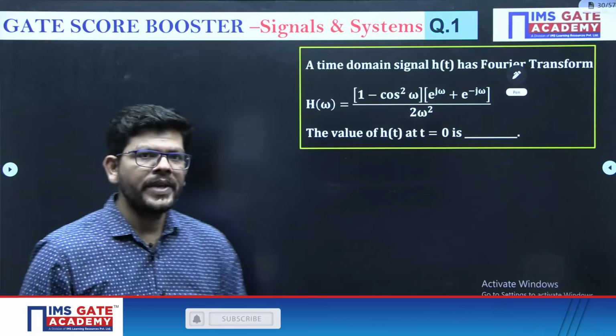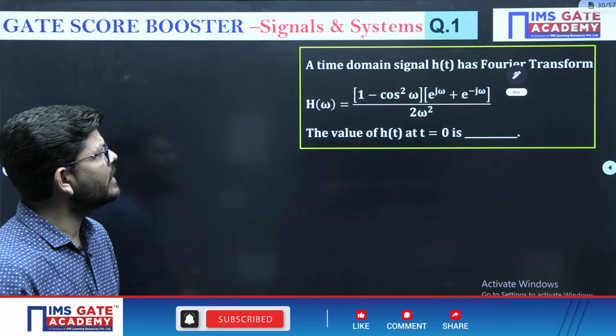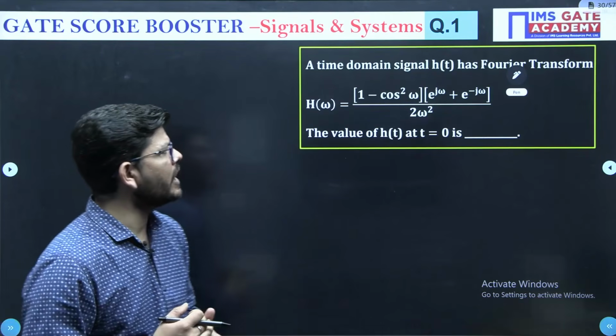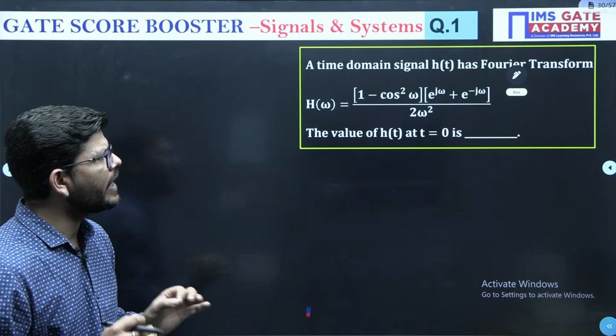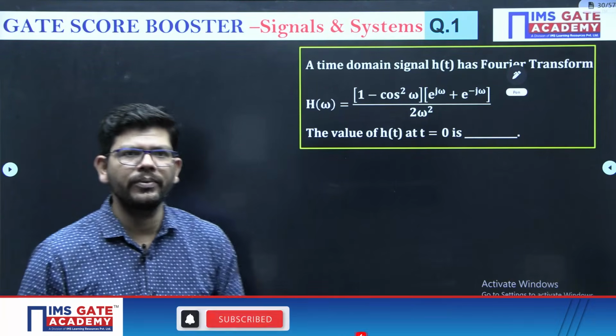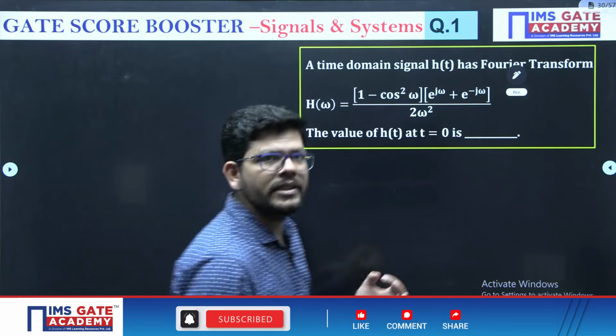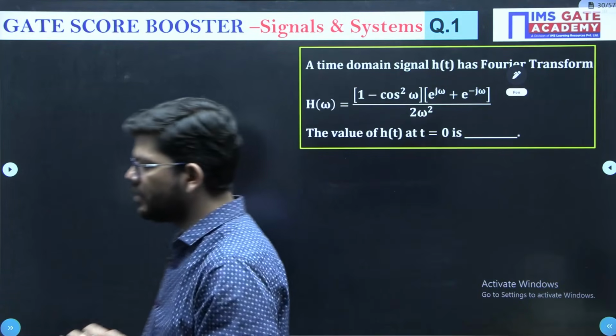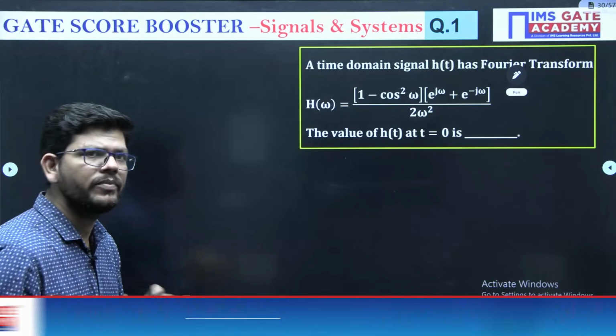See this question. What they're asking is that a time domain signal h(t) has this Fourier transform. Then what is going to be the value of h(t) at t equals 0? So this is the Fourier transform of some function, and we have to find the value of h(t) at t equals 0.